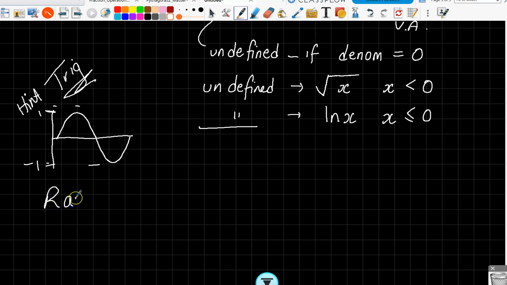Of course, domain is your x values, so that means range is your y values. So range is all the values that the y can take. Just simple things to know.